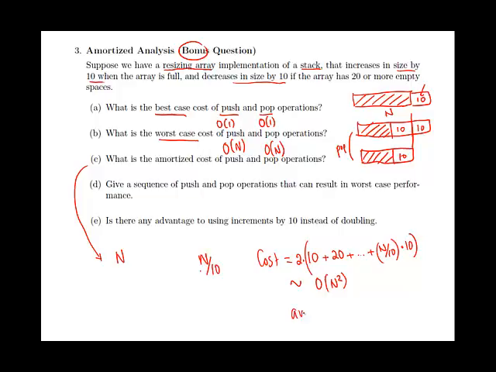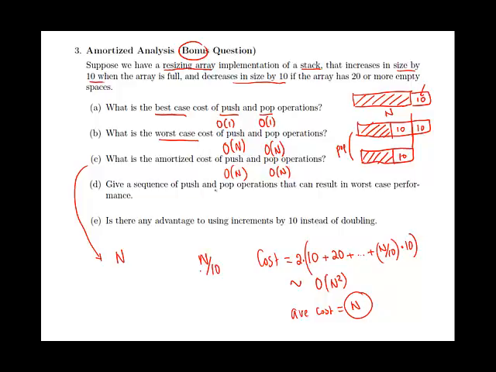So therefore, the average cost or the amortized cost is going to be n squared divided by n, that would be n. So the average cost of push and pop operation is going to be big O of n, and pop, you can argue the same way, it's going to be big O of n.